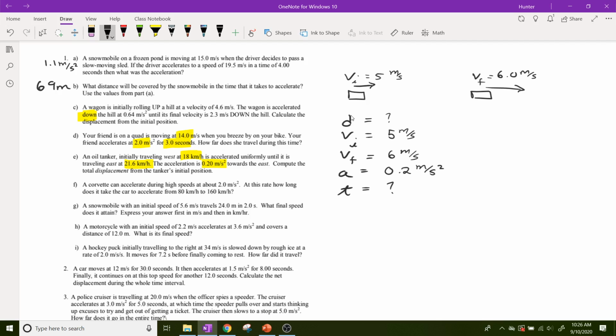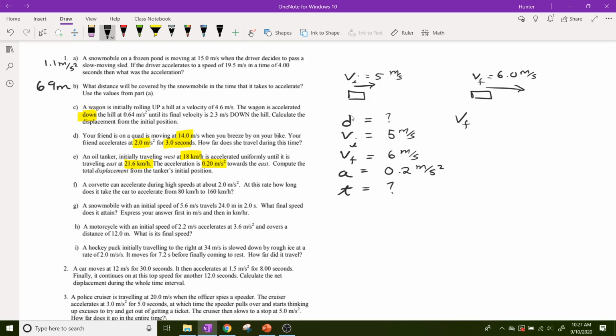Third. Do we wait? Yeah, I agree. We do not have time, so we can't use the third one because we don't have the time. No, you're not stupid. We do just need the displacement. Second one?